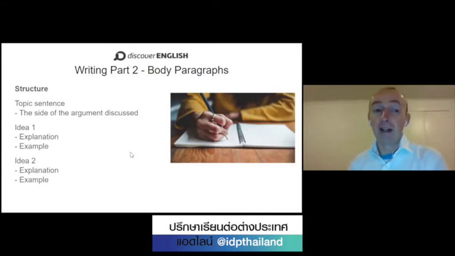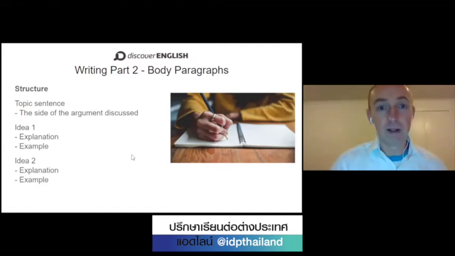And then you introduce your first idea, explain that first idea, and if you want, give an example. Now, the example is optional. You can include it. You don't have to. If you do have an example in those body paragraphs, it usually makes your paragraph stronger. It makes it better and clearer. So idea number 1, explanation, example. Idea number 2, explanation, example. That's the structure of those body paragraphs.